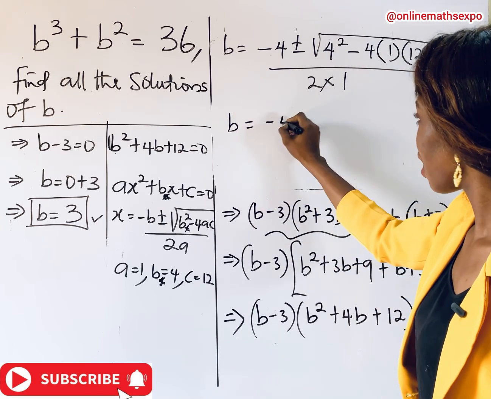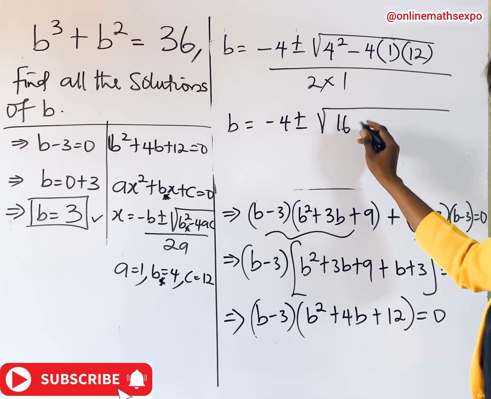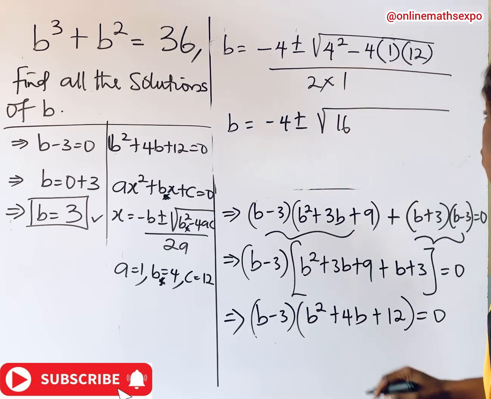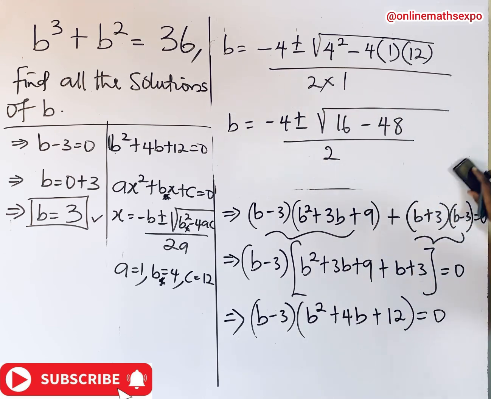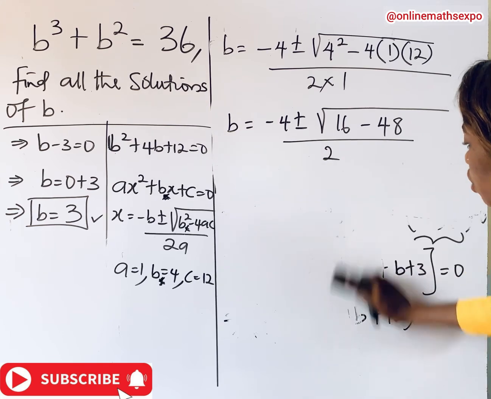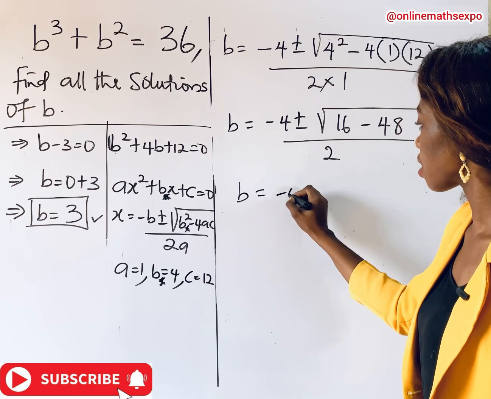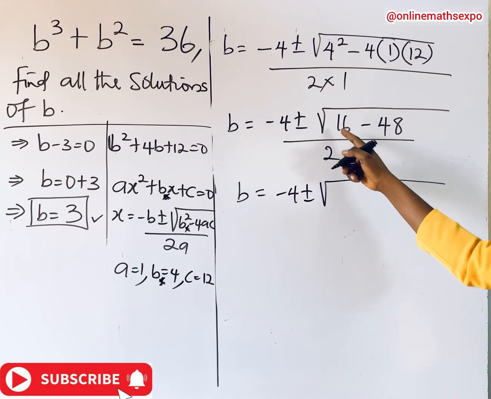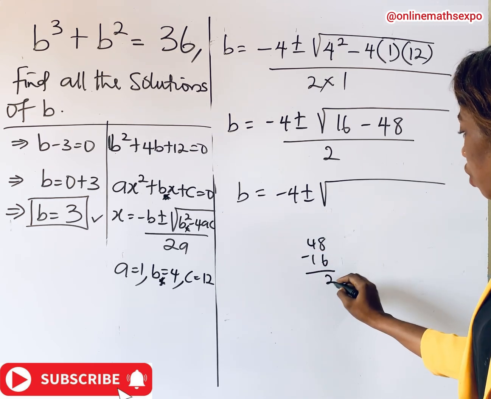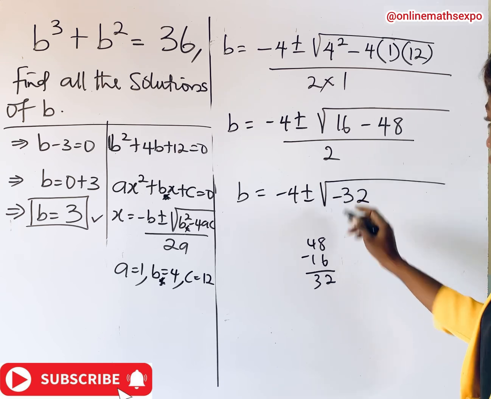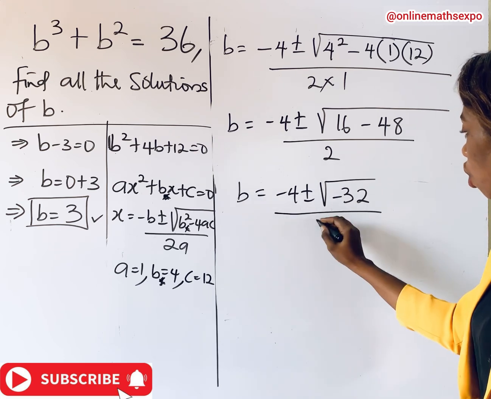So what do you do again? You have negative 4 plus or minus square root of 4 squared, which is 4 times 4, giving us 16. If you multiply the other part, it gives you negative 48, and that is all over 2. If you simplify this again, b is negative 4 plus or minus square root of 16 minus 48, which is negative 32, all over 2. I hope this is clear.